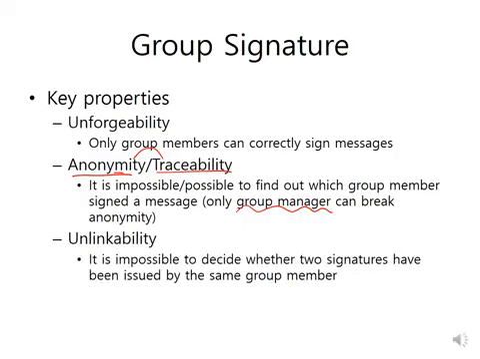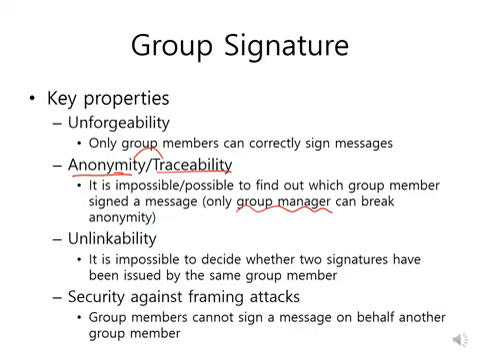And the third property is unlinkability. It means it is impossible to decide whether two signatures have been issued by the same group member. So this is related to the anonymity.